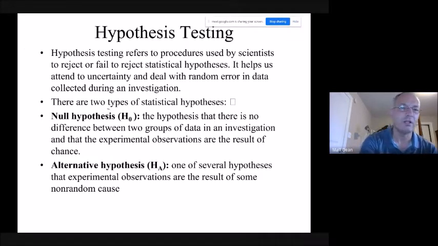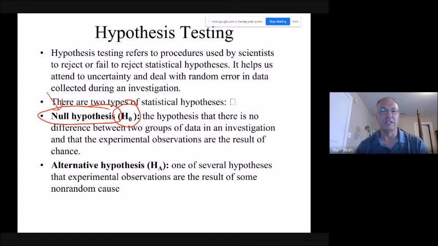One of them is called the null hypothesis. I hope you guys know that the word null means none or zero. We'll talk about how that factors in a second. The null hypothesis is symbolized with an H and a zero subscript, or sometimes we call that H naught. This is the hypothesis that there's no difference between the two groups of data that you're comparing. Or oftentimes it's the hypothesis that whatever your independent variable was, it had no effect on the outcome.